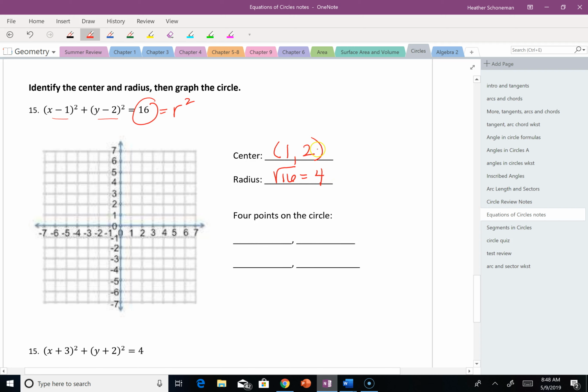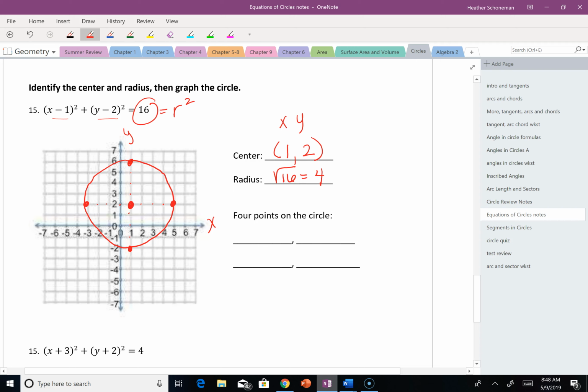Step 1 is to plot the center. Remember, this is x, y, x, y. So I'm going to go to 1, up 2. Here's my center. Now, I'm going to count 4 in each direction to be able to find points on my circle. So I'm going to go up 4 and make a point. Right 4 and make a point. Down 4 and make a point. Left 4 and make a point. Now the trickiest part is trying to connect these dots and make it round like a circle, not straight like a square. So there's our circle.